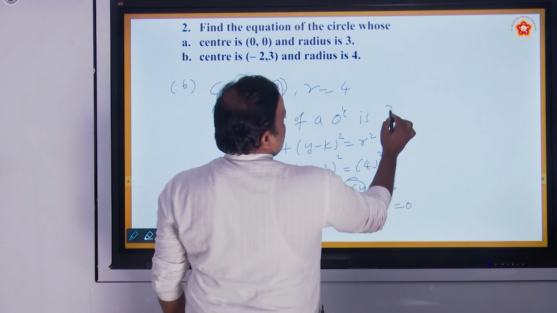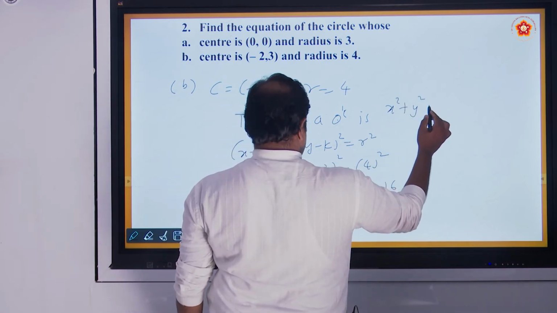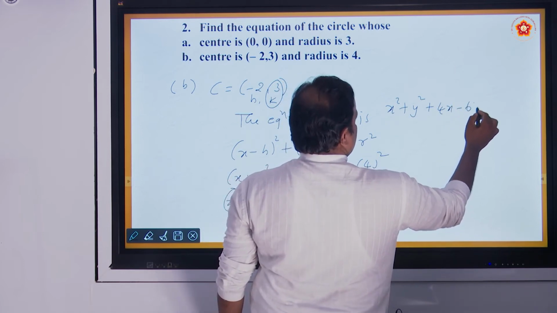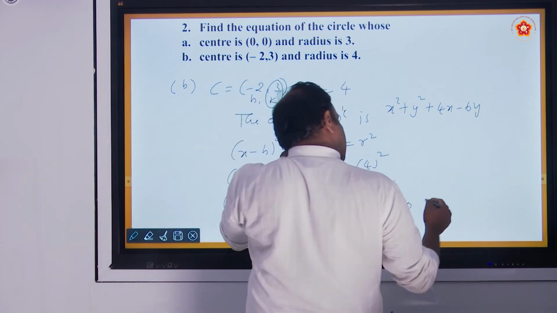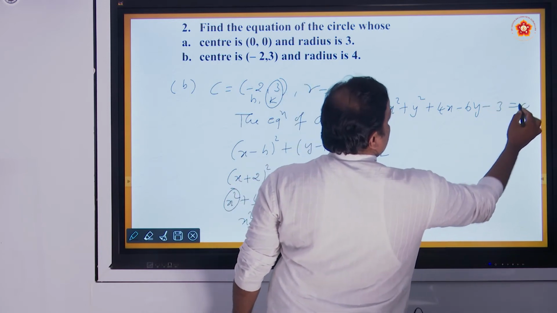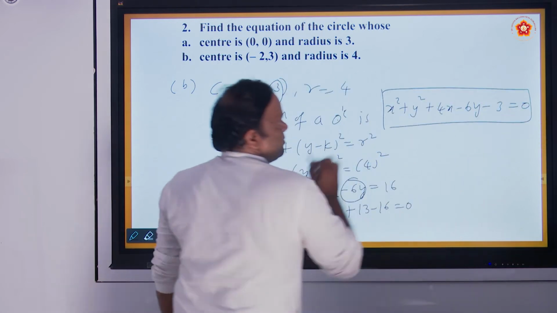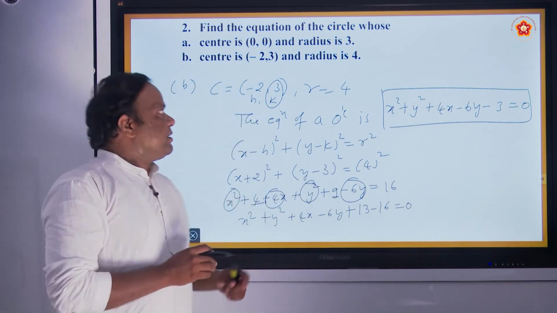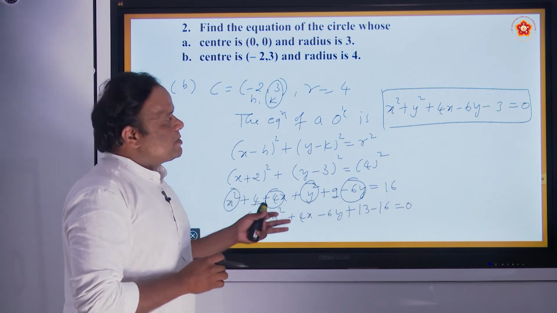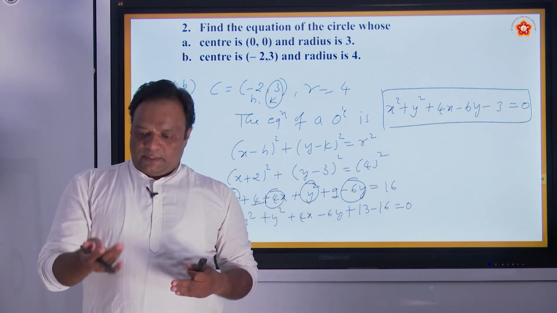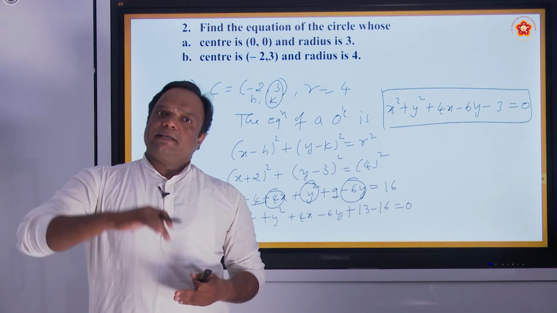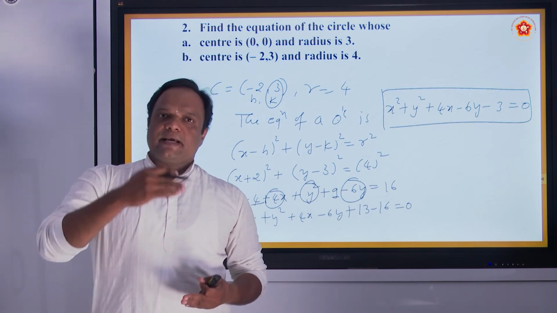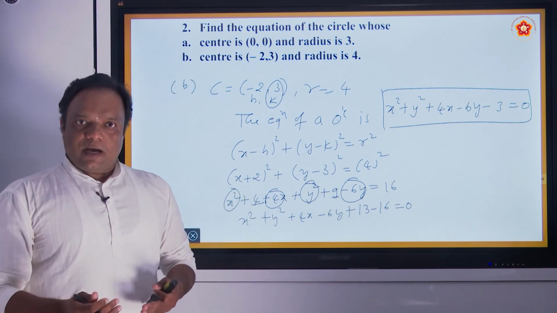What is the last step? x square plus y square plus 4x minus 6y, plus 13 minus 16, which is nothing but minus 3, equal to 0. This is the required equation of the circle. The center is minus 2, 3 and the radius is 4. Okay, these are the problems, I think very simple problems. If the center and radius are given, you can use the equation of circle in center radius form. If the center is the origin, that is 0 comma 0, you can directly use the formula x square plus y square is equal to r square.